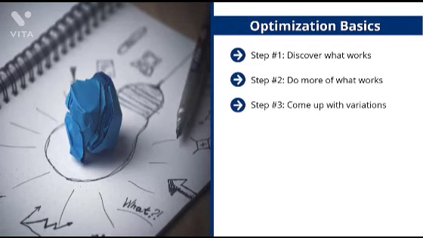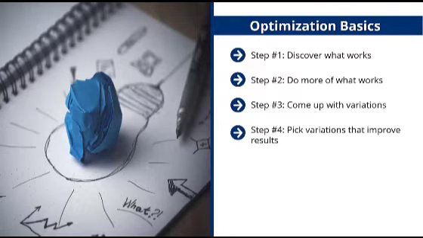Step number 3, come up with variations. Come up with different content or different ways of getting traffic from your tried and proven sources. Mix it up. Come up with variations of your traffic generation techniques. Track the results with each variation. Step number 4, pick variations that improve results. After giving yourself enough time, it should be clear which variations work, assuming there are any.